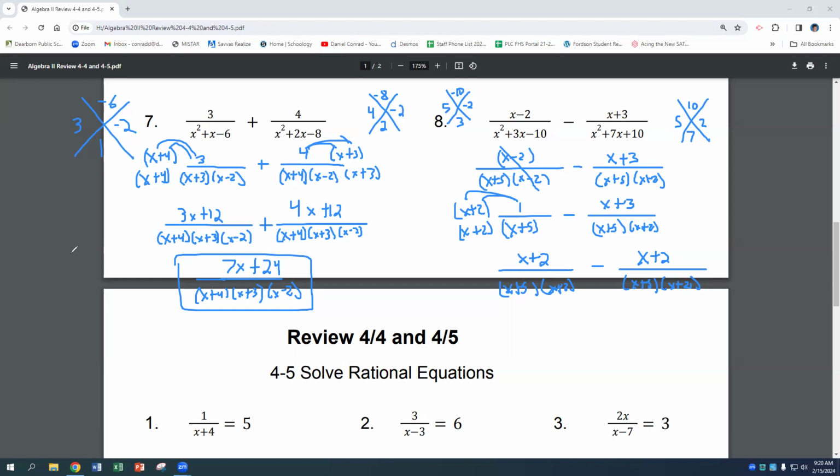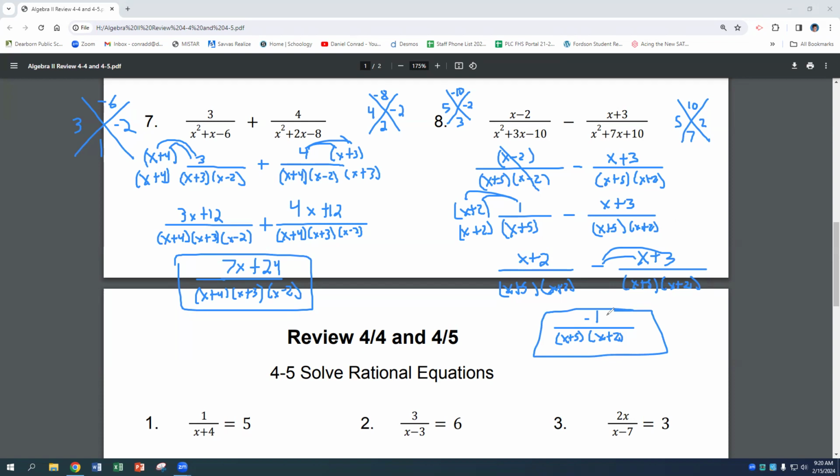This was a 3 over here. Sorry, yeah, this one's x plus 3. Okay, and then I got to distribute my negative. So I get x minus x, which is 0, and then 2 minus 3, which is negative 1, all over x plus 5, x plus 2. And there is my solution.